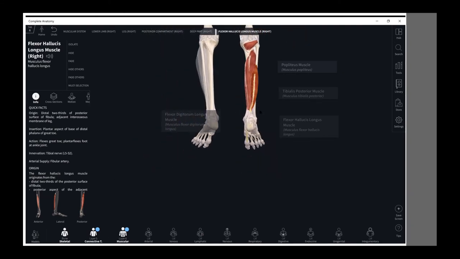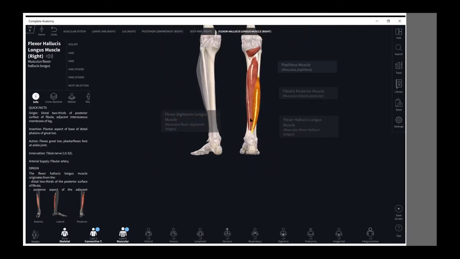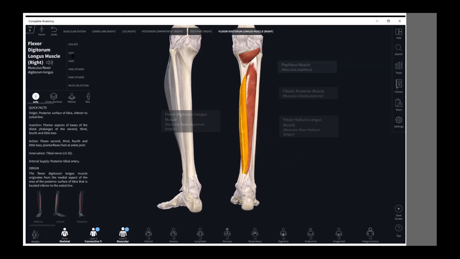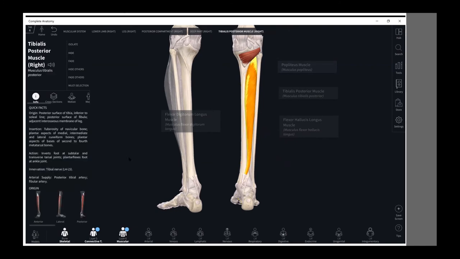And then finally, let me come in. I'm going to hide those two to give us tibialis posterior. Here, the origin is the posterior surface of the tibia, inferior to the soleal line, the posterior surface of the fibula, and the adjacent interosseous membrane of the leg. So again, another of the muscles with multiple bony origins.